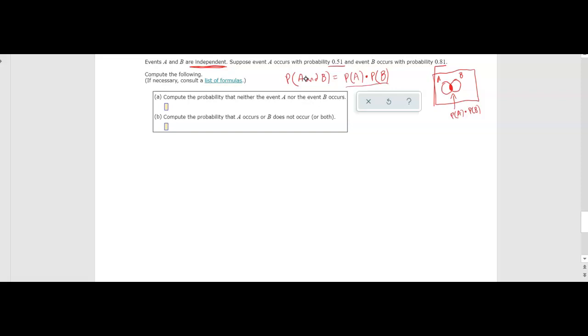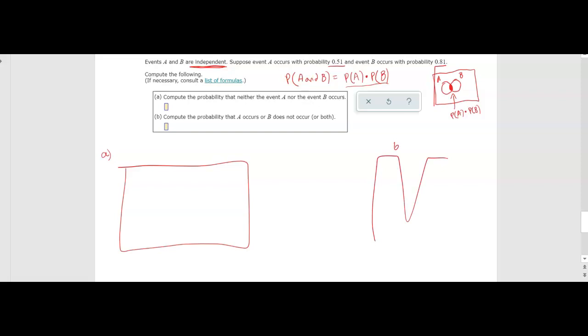So we'll start with A over here, and then we'll do B over here. We have two separate problems, so we're going to have two separate sample spaces. In part A, it says compute the probability that neither event A nor event B occurs. That's saying A does not occur, and at the same time, B is not occurring.